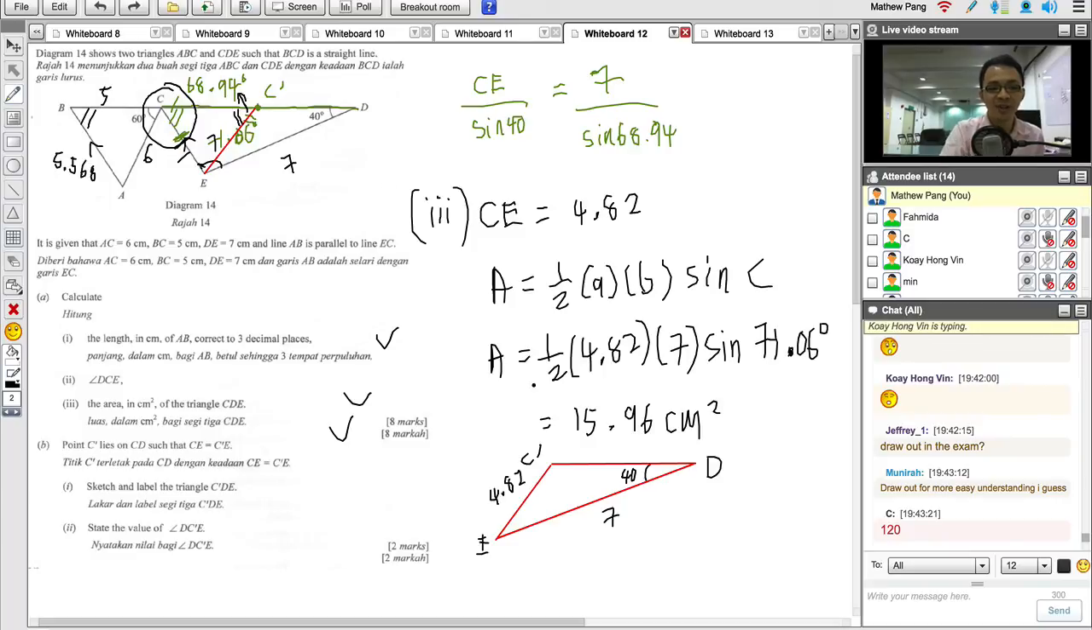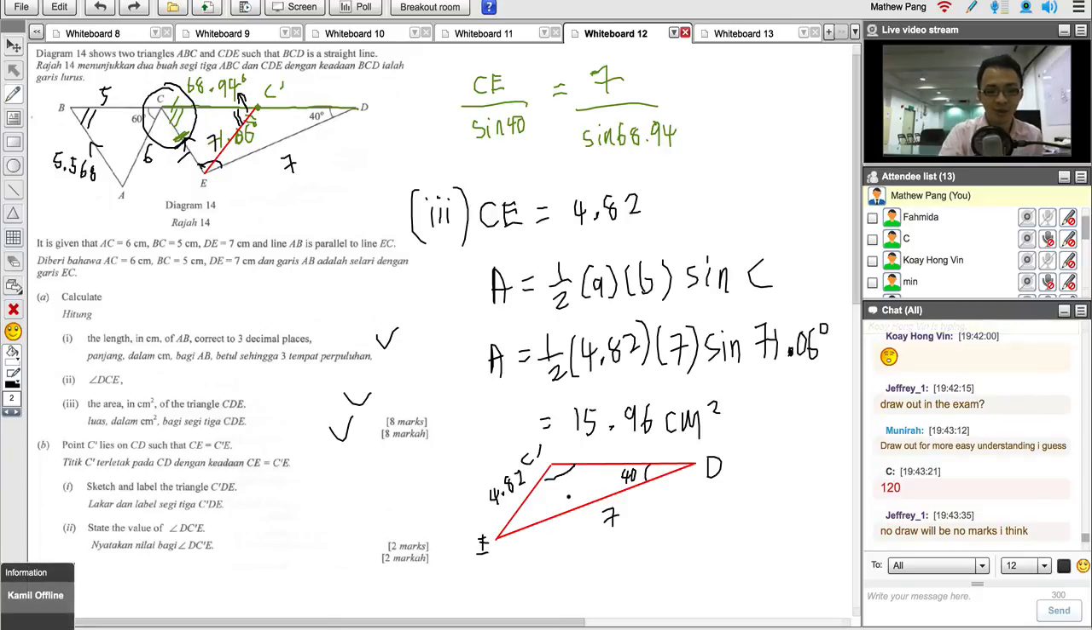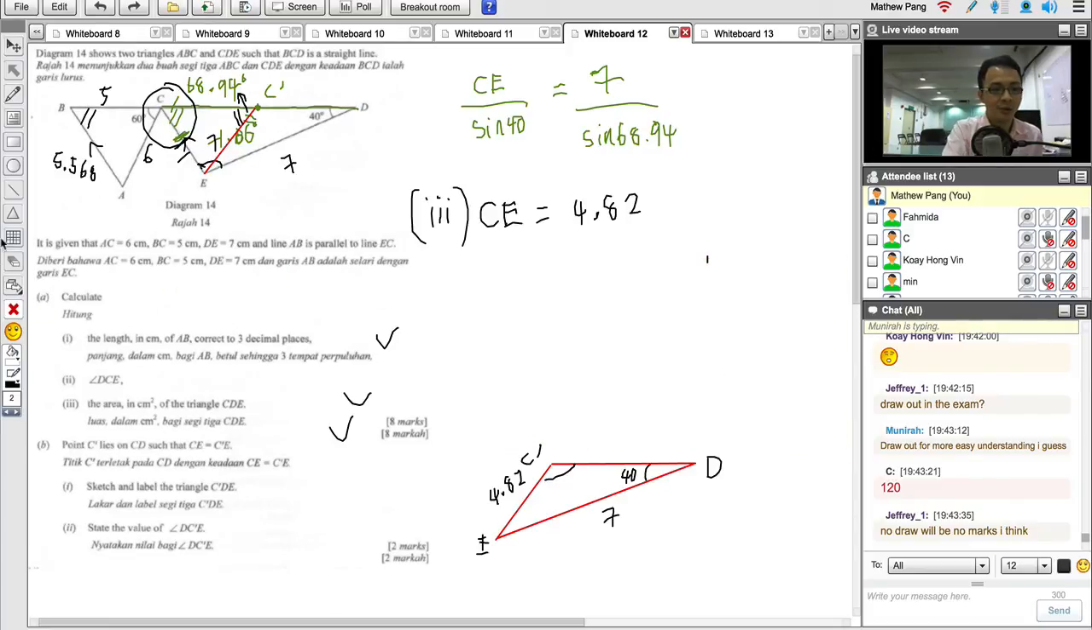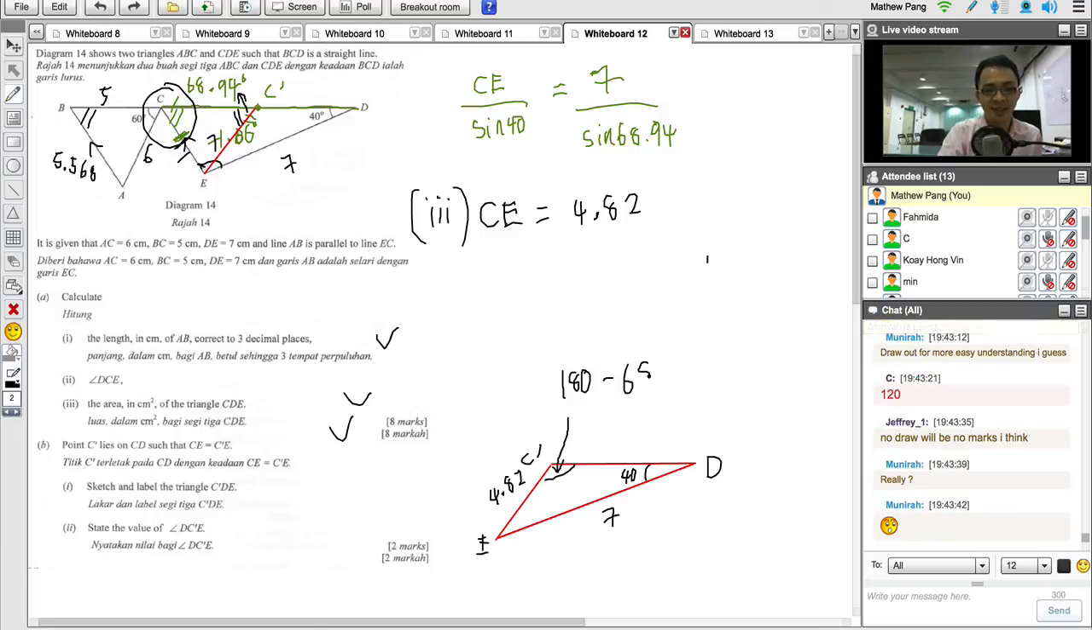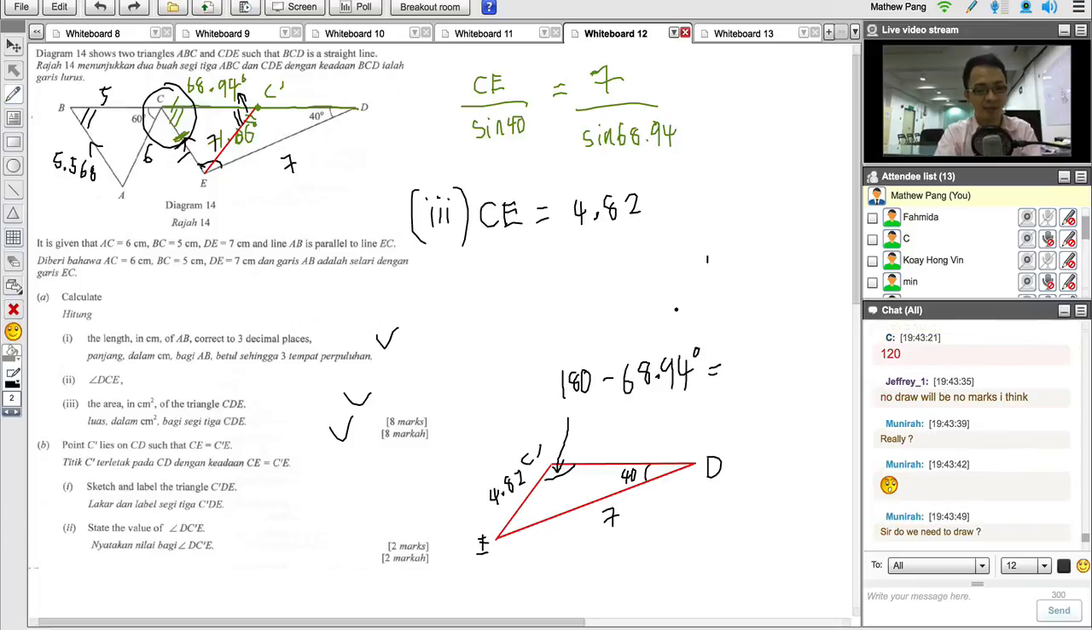So this is a straight line, right? So I know this angle is 180 minus this one. This is what I'm trying to say. Alright, so I do not need this one. Let me just erase this one. Therefore, this angle will be 180 minus 68.94. So I just use a calculator. 180 minus 68.94 is 111.06. Right, it's so important to get this angle.